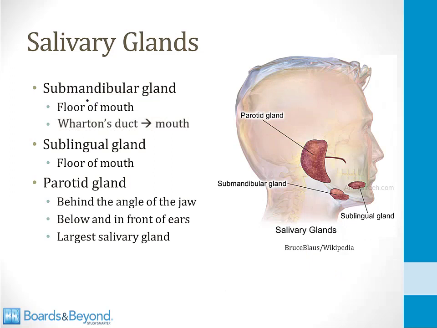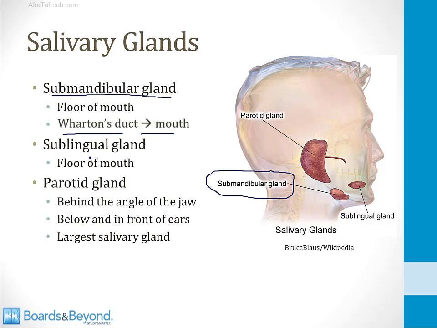There are two salivary glands found below the mouth. The first one is called the submandibular gland. This is a picture of where the submandibular gland is on this slide. You can see that it's just below the mandible, hence the name submandibular gland. And it secretes saliva into Wharton's duct, from which it reaches the mouth.